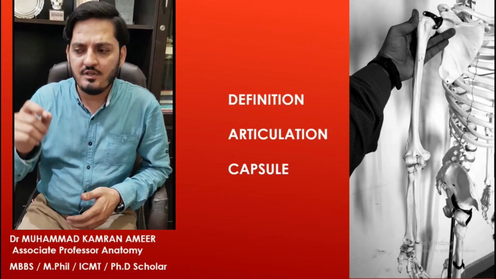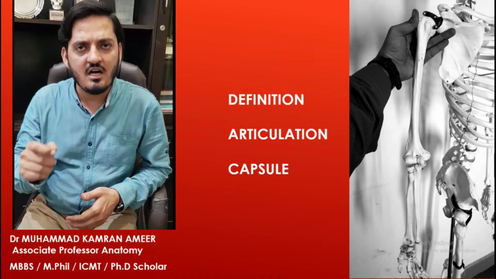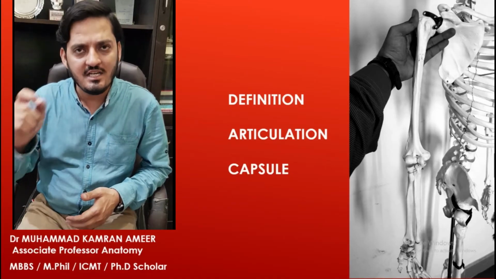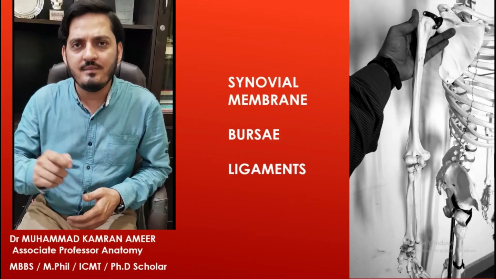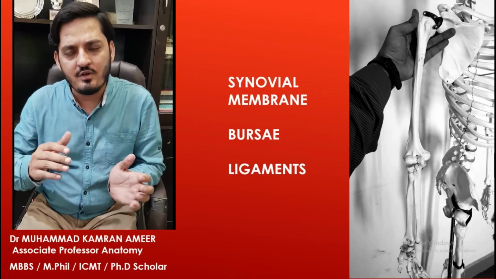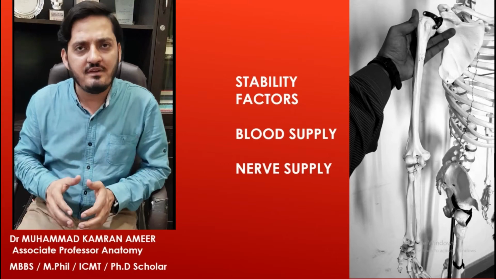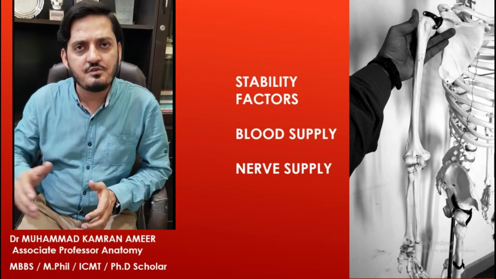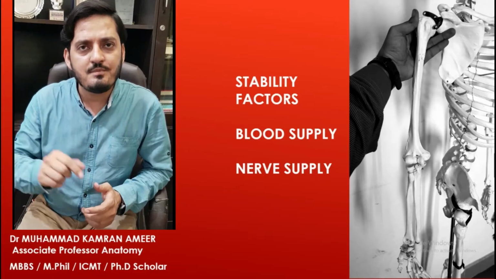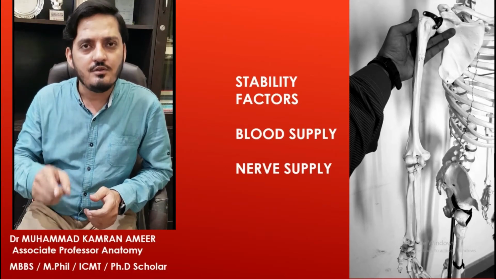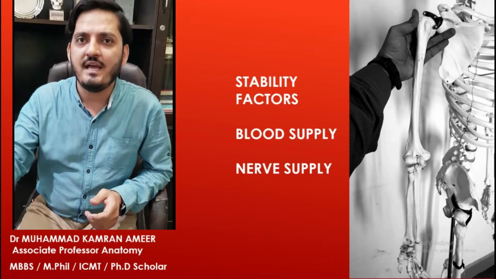What you will write down when you're asked about the definition, about the capsule, about the articulation, about the synovial membrane and the bursa, and about the ligaments. What you will write down when you're asked about the stability factors of a joint, and then what common rule you will follow to write down the blood supply of a joint, and the nerve supply of any joint.